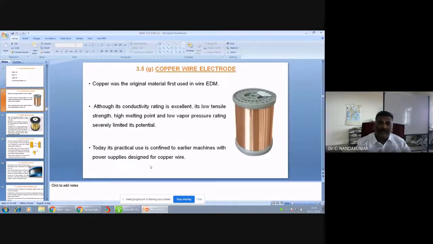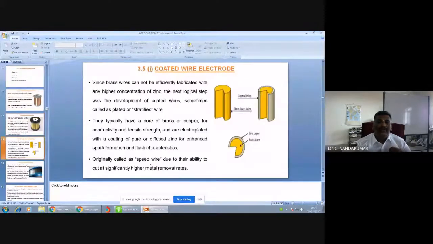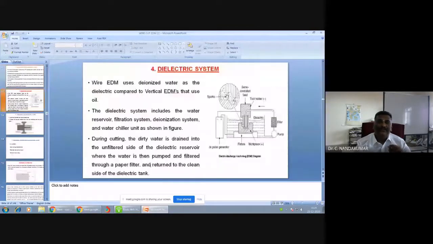This is the copper wire electrode. The entire spool has 5 kg of this brass wire. The brass wire comes as soft and hard brass wire, and the brass wire is also zinc coated, soft and hard. These 4 types of wires are used for the machining operation, along with coated wire electrodes. This is called the molybdenum fine wires.